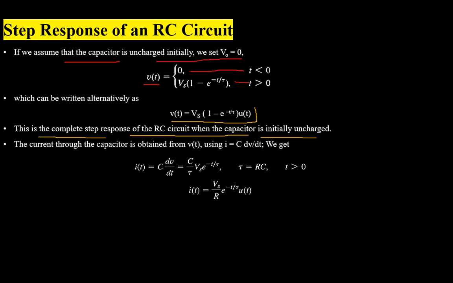Now we will make analysis for current passing through the capacitor, and current is equal to the capacitance of capacitor multiplied by rate of change of voltage across the capacitor, and substituting the value of voltage for time t greater than 0, i of t will be equal to capacitance of capacitor divided by time constant tau product with source voltage Vs product with exponential of minus t over tau, where tau is the time constant and is equal to RC. Now the current through resistor will be source voltage divided by resistance of resistor in product with exponential power minus t over tau u of t.